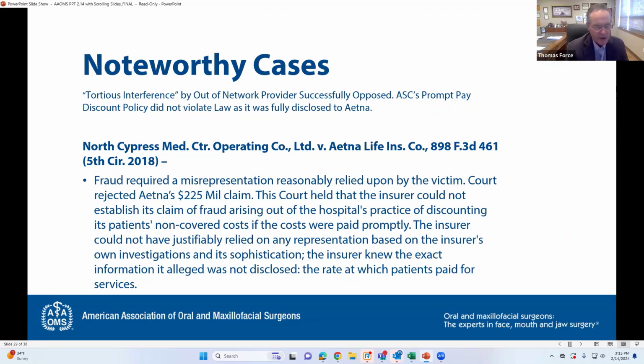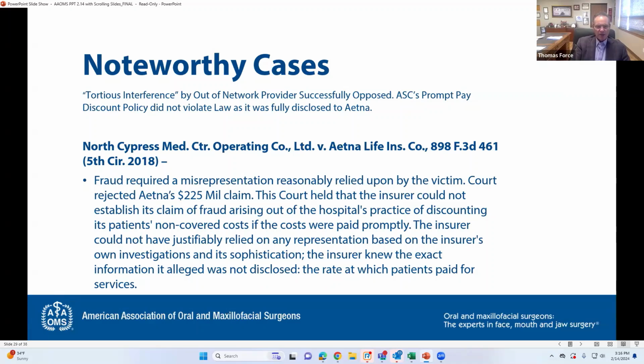So in this case, the center had a prompt pay discount policy, but it was adequately disclosed to Aetna. In other words, according to the court, Aetna knew that this prompt pay discount policy was in effect. Aetna sued under misrepresentation and fraud. They sued for $225 million. North Cyprus Medical Center was a large out-of-network hospital, I believe in Arizona.